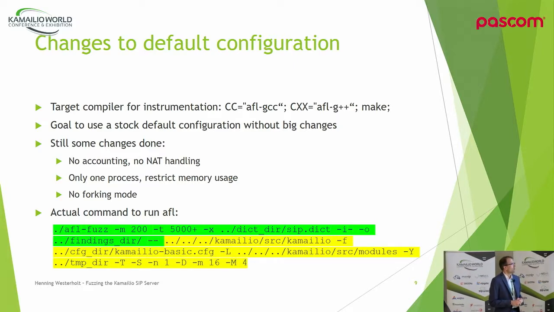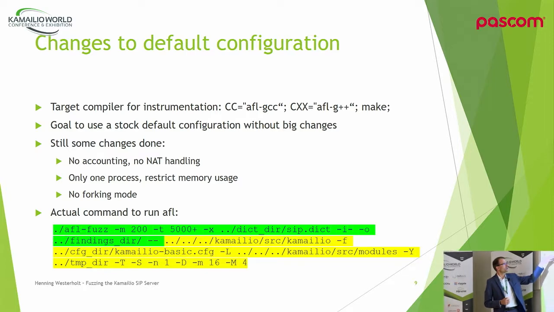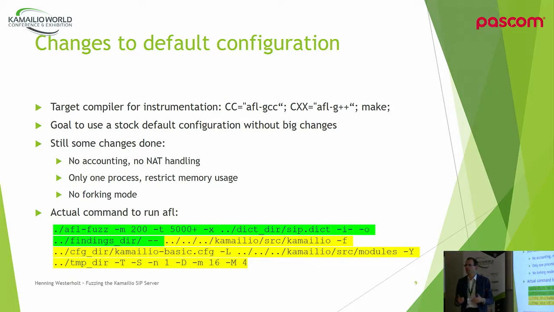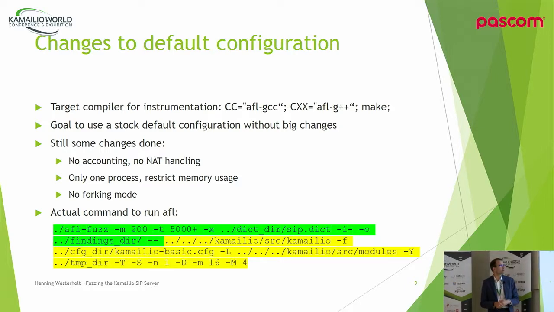For the testing, I want to concentrate on a stock default configuration without any big changes, to make a really meaningful test comparable to a setup that is maybe also used by yourself in the field. I still needed to do some changes, so I removed accounting at the moment. I didn't do NAT handling because it was not meaningful for these tests. I just want to test SIP messages basically.